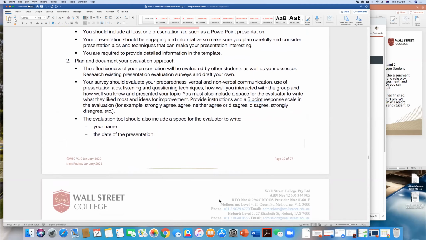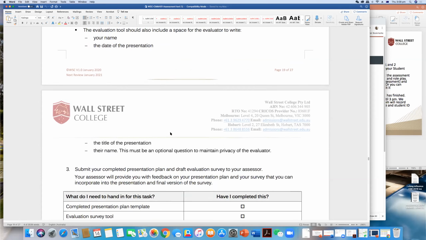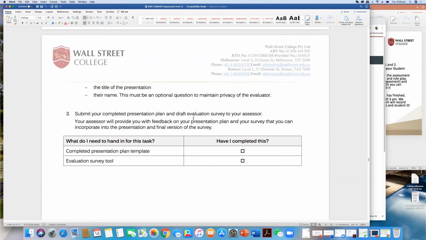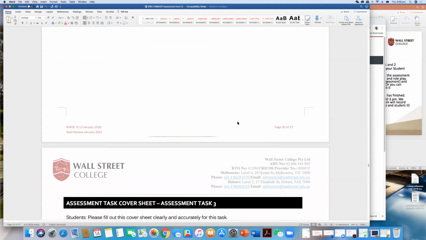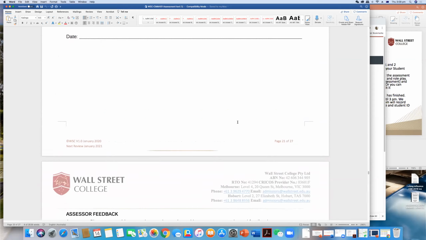And you need to have a survey evaluation tool. You can find it. You can just Google any evaluation tool online, there are many of them. I might give you some examples next week as well. Or you can just search for an evaluation survey for presentation. There are so many online. Just Google it, pick one, revise it, and you can use that.